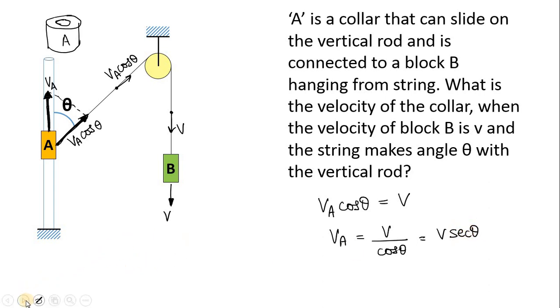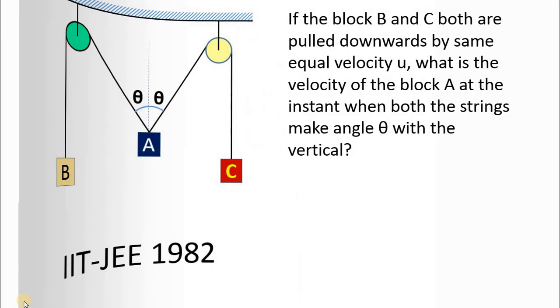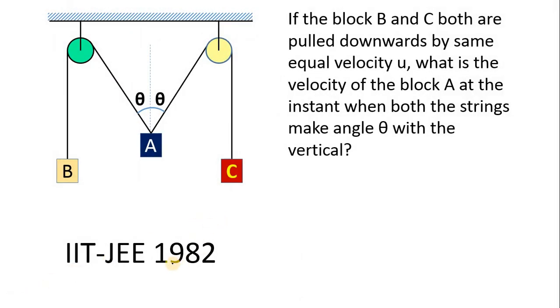This is the application of a shortcut technique. Next question. This question has appeared in IIT-JEE 1982. Here you see there are three blocks. B and C are connected to strings passing over pulleys, and both the strings are connected together to the block A. And this dotted line is the vertical line with respect to which the strings make the same angle theta. It's a symmetrical arrangement, same angle theta from both sides.